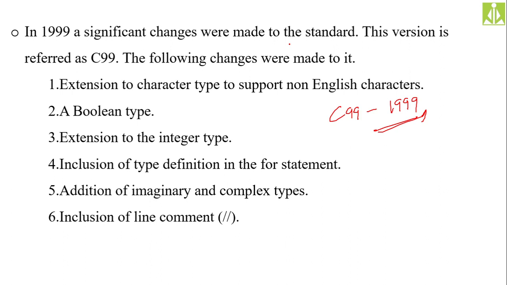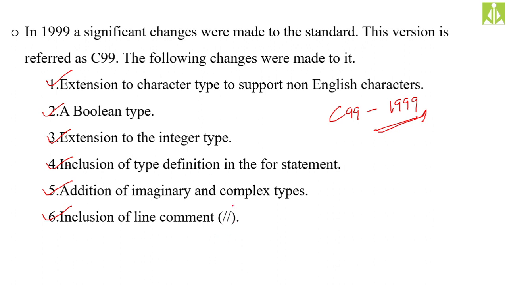They added some extension to the character type support to support non-English characters as well. Six changes have been made to C85, and they kept those six changes over here. The first one: extension to the character type. Another new data type, boolean type, has been added, and extension to the integer type, and inclusion of typedef and first statement, addition of imaginary and complex types, and inclusion of line comments.